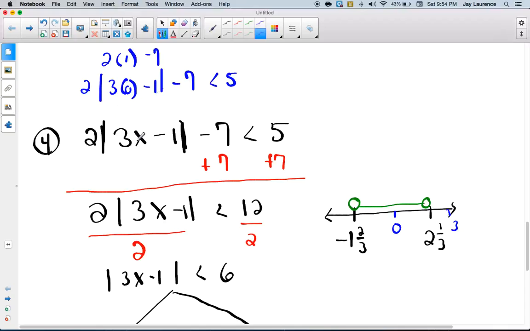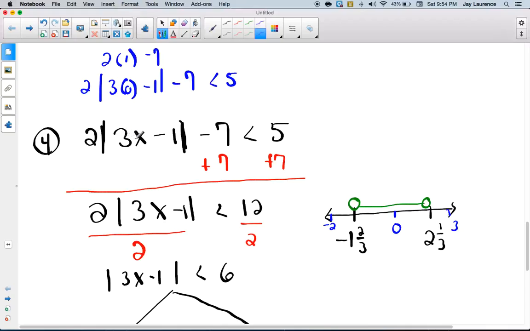Similarly, if I come over here and test, say, 3, I will get a false statement. Let's just do it quick. 3 times 3 is 9. 9 minus 1 is 8. Absolute value of 8 is 8. 2 times 8 is 16. 16 minus 7 is 9, which is not less than 5. Didn't work.